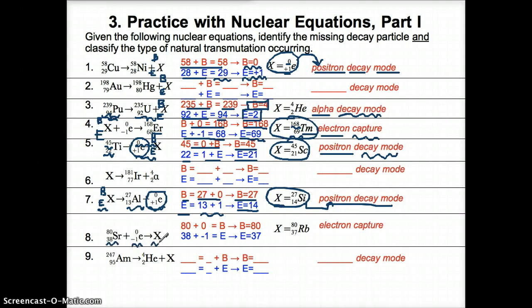Just make sure you solve for it, set the masses and charges equal to one another, and then you get that X has a charge of 37 and a mass of 80, and if you check the charge of 37, or atomic number 37, it's Rb on the periodic table. And since you have an electron here on the reactant side, you know there's electron capture. Do this on your own.